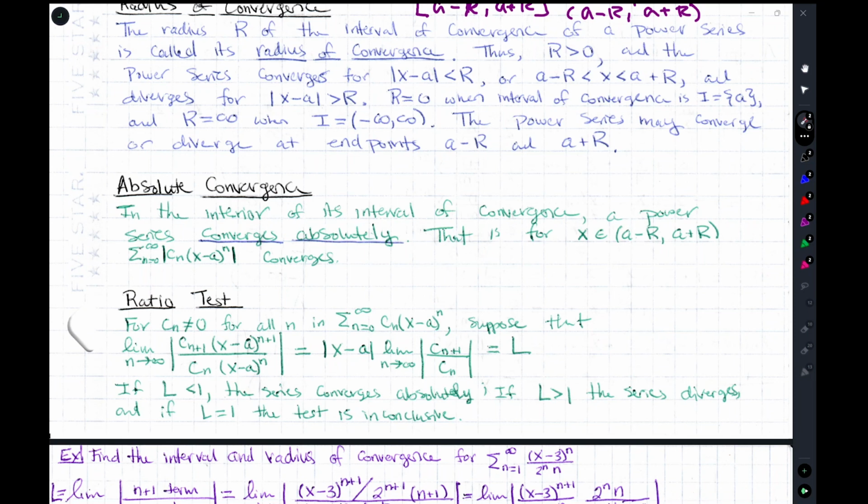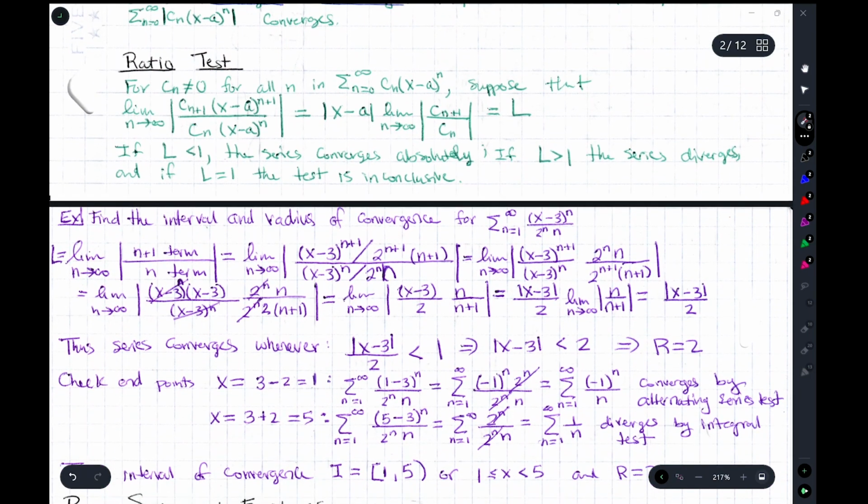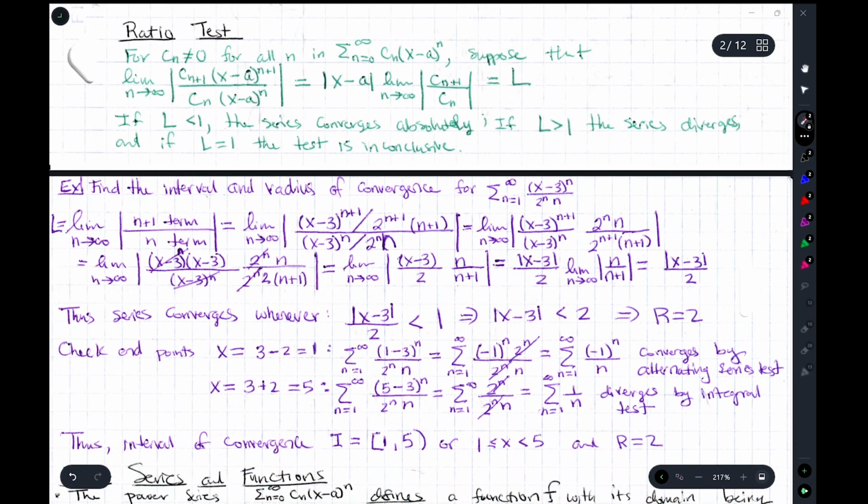So we're going to see that for some x's, we get that L would be strictly less than 1. For other ones, we get that L is strictly greater than 1. For some of them, we get L is equal to 1, and the test is inconclusive. And so let's actually look at an example to see how we could use this.